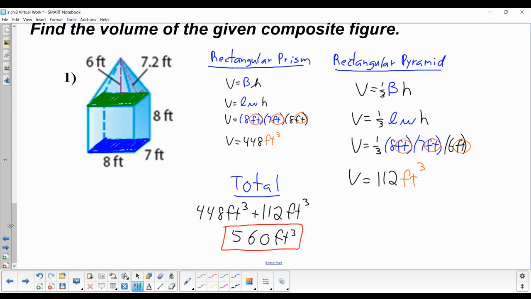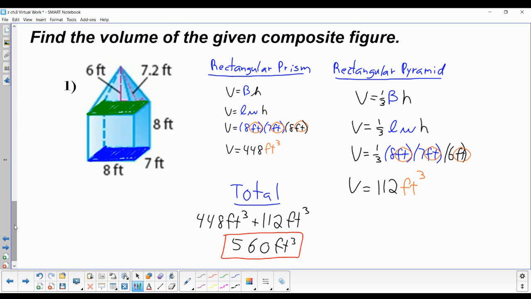So again, to find the volume of composite figures, you show the work algebraically for finding the volume of each section separately, or each part separately, and then you would add them together.